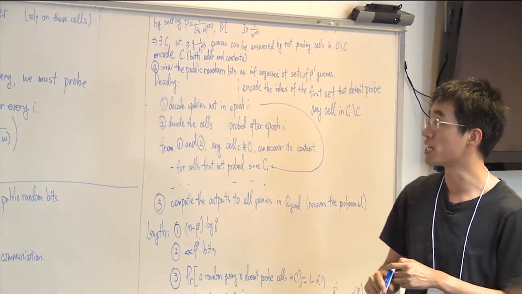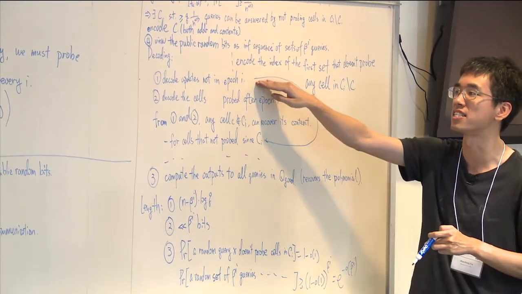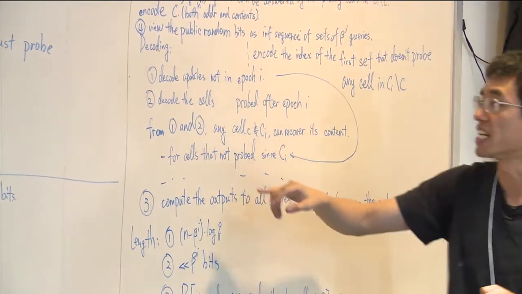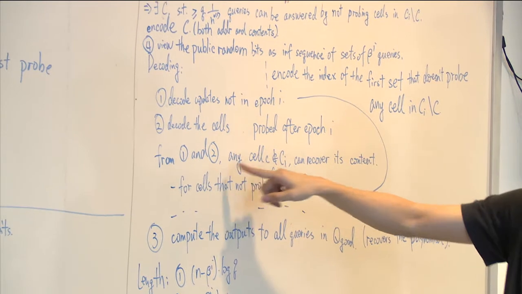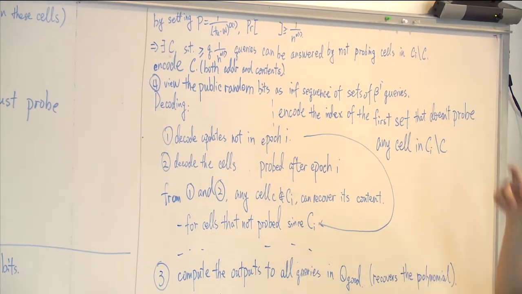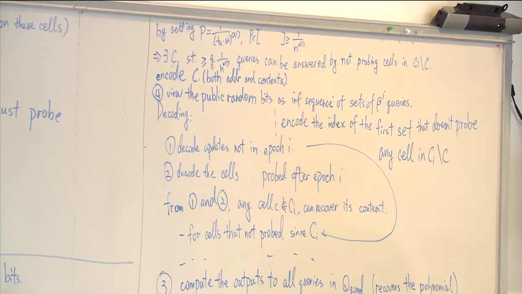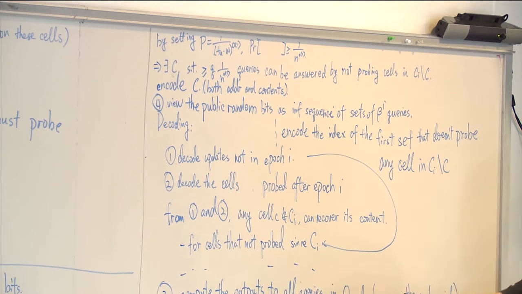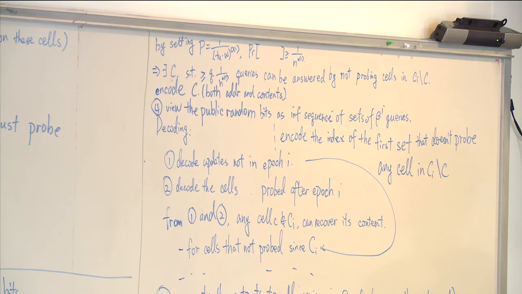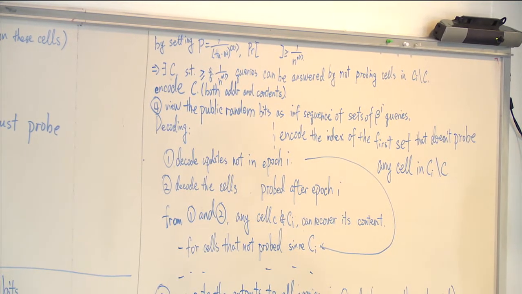So for the decoding procedure, I guess it's basically the same as before. We just decode every update and decode the cells. And then from here, we also have seen the set C, and then we also decode the set of queries, and then all the cells that are not in this set, we all know their content, and by just computing the outputs to these queries, we recover the same information as before. Right? So the only question here is, what is the length of this encoding?